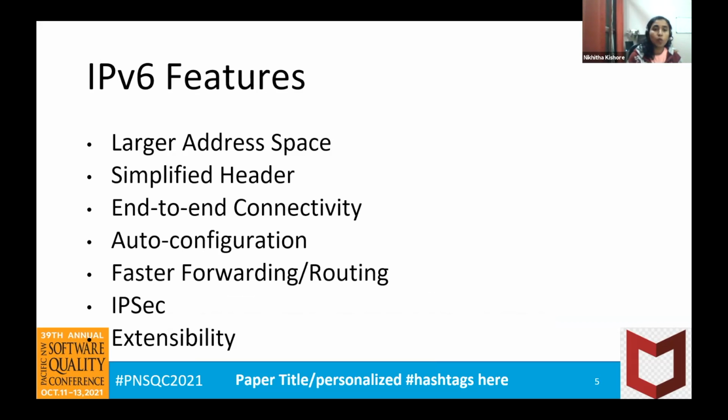The second one is simplified header. What I mean by simplified header is, definitely an IPv6 packet will be larger than IPv4. That is expected because the address space is 4 times that of the IPv4, right? But the header is being simplified in the sense that most of the unwanted information, which we call options and all that, is pushed down into the header, and only the most important information is kept on the top of the header. It does a lot of advantage, especially when routing.